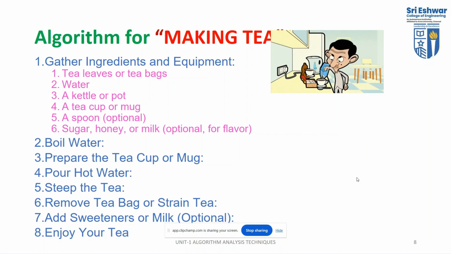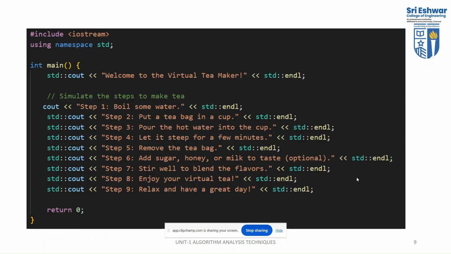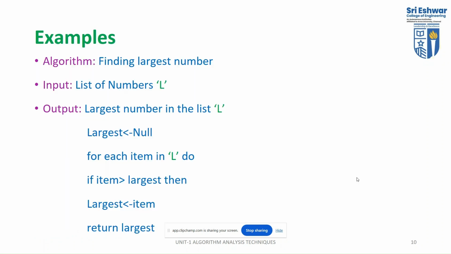So these are the step-by-step procedures used to complete the task of preparing a cup of tea. This is what we refer to as an algorithm, and this algorithm is converted into code by using any one of the programming languages, and here the code is given for the task of preparing a cup of tea. Next, another example of an algorithm is for finding the largest number.